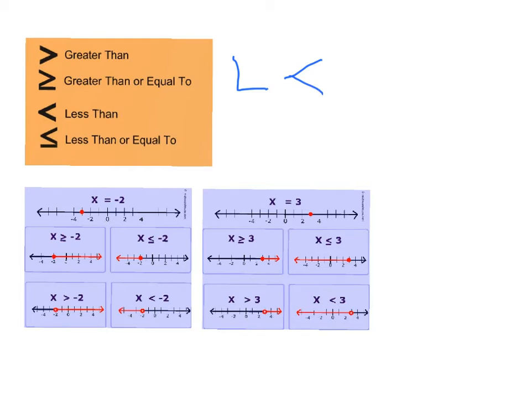And then once we're done solving these equations, they could ask us to graph them. And so here, if it's just an equal sign, you're just going to have a dot on that number on the number line. However, if you have an inequality, you're going to have to shade up or down.